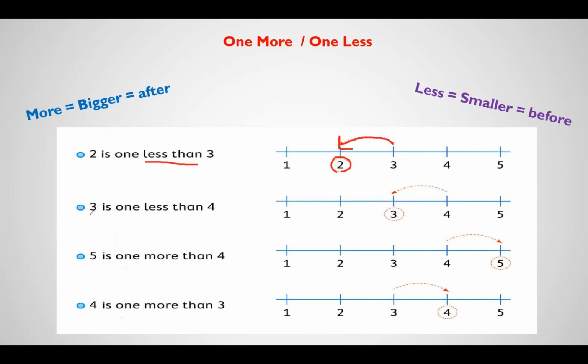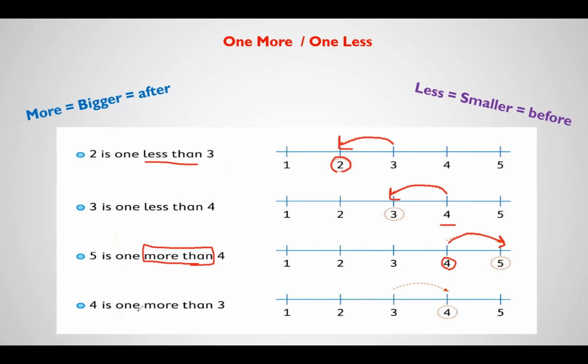Number 2 here. 3 is 1 less than 4. So stop on 4 and ask yourself, what is before 4? Before 4, we have 3. So it's the meaning of less than. But if I'm saying the word more than, yes, more than means I'm going to go after. More than 4. So what is after 4? After 4, I'm going to go to number 5. So 5 is more than 4.